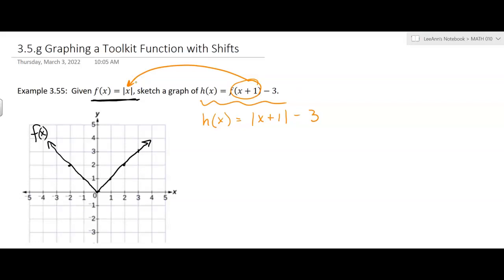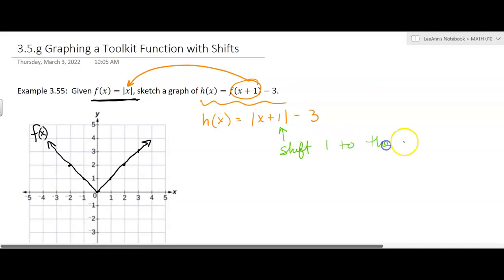All right, so where is it shifting and how is it shifting? Well, this 1 inside the function, it's an absolute value function, that says shift 1 to the left. This 3 says shift down 3, okay? So you have a vertical shift, that's this one, and you have a horizontal shift, that's this one.